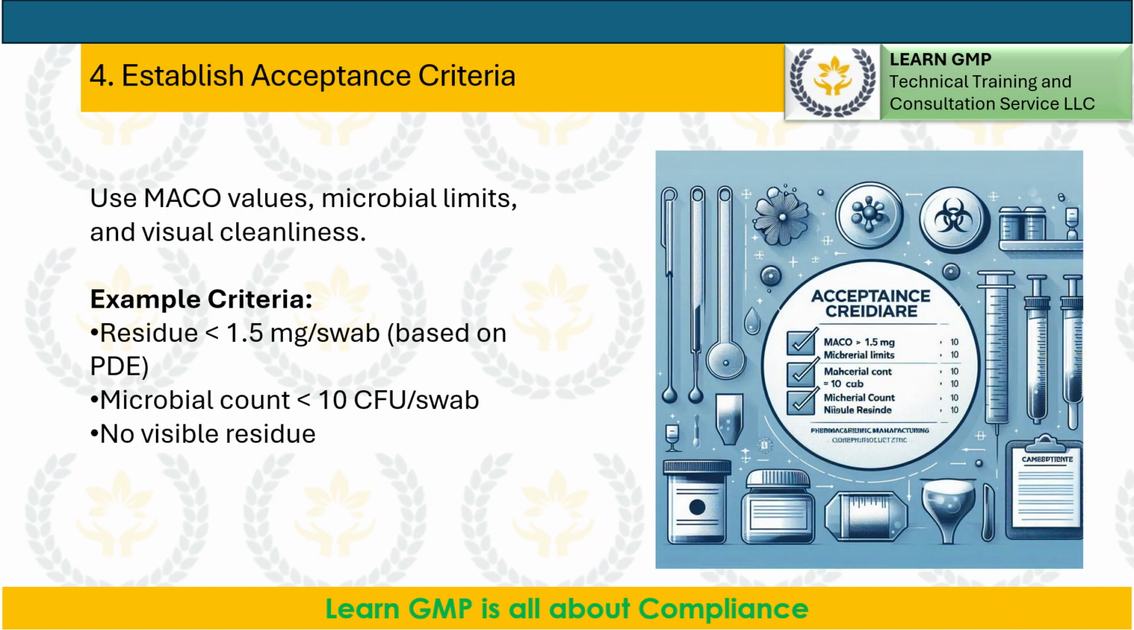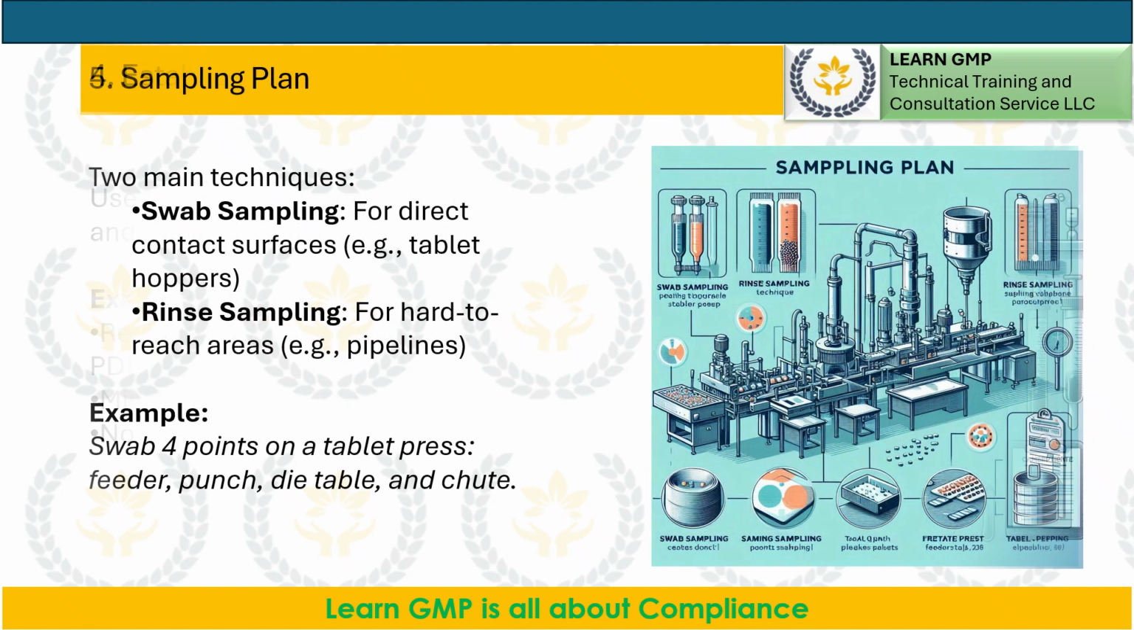The next step is to establish acceptance criteria based on the use of MACO values, microbial limits, and visual cleanliness. Example criteria: residue less than 1.5 milligrams per swab, based on PDE. Microbial count less than 10 CFU/swab. No visible residue.